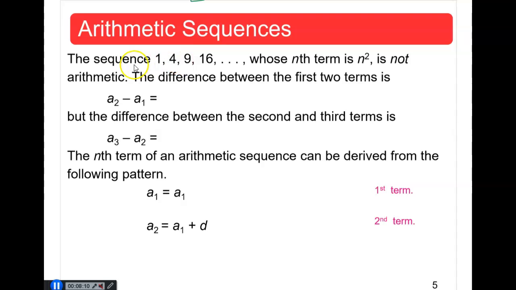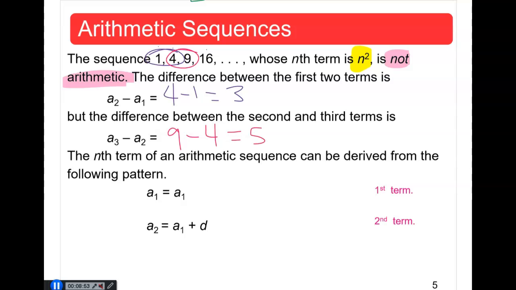And as you can see here, you have something that is not going to be arithmetic, but let's see why. This is the sequence that represents the squares of natural numbers. So 1 squared is 1, 2 squared is 4, 3 squared is 9, 4 squared is 16. So if we were to take the second term, 4 minus 1, you get a 3. Then if we take the third minus the second, we will have 9 minus 4, which is equal to 5.